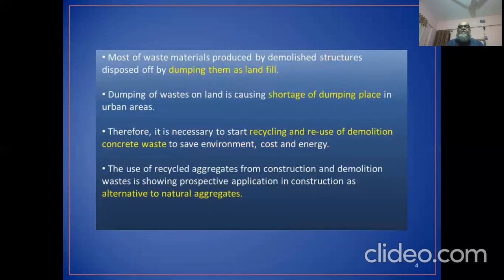Most of the waste material produced by demolished structures is disposed of by dumping it as landfill. Dumping of waste on land is causing a shortage of dumping places in urban areas. Therefore, it is necessary to start recycling and reuse of demolition concrete waste to save environment, cost, and energy. The use of recycled aggregates from construction and demolition waste is showing its prospective application in construction as an alternative to natural aggregates.